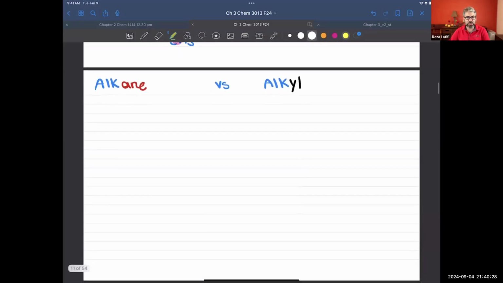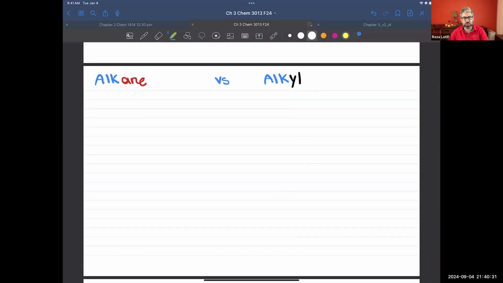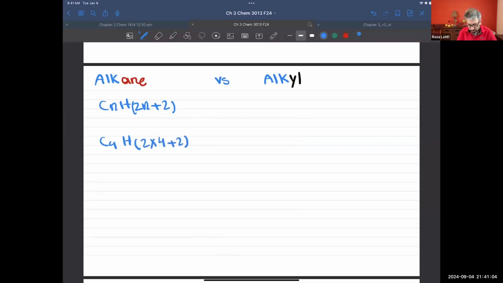Okay, now we're going to go after alkane versus alkyl. What's the difference between them? So alkane, whenever you say alkane, you will be dealing with a saturated compound. That means all atoms that you pick, they are saturated. And this is the formula for it. We will have CnH2n+2, and this 2 will be applied for hydrogen. And one example for it, I go C4H, will be 2 multiplied by 4 plus 2. So we will have C4H10.